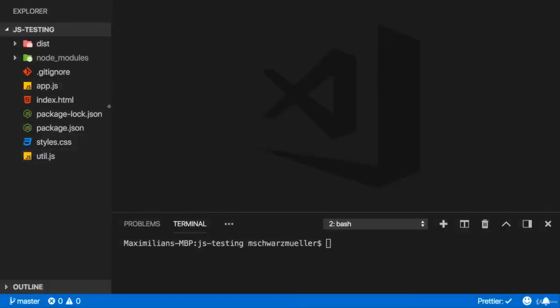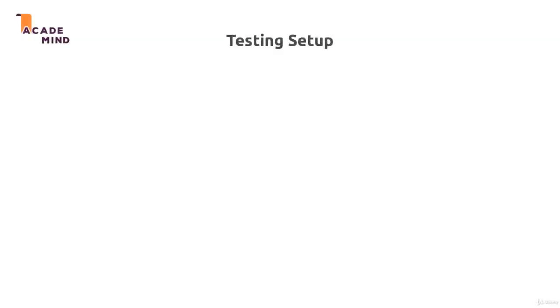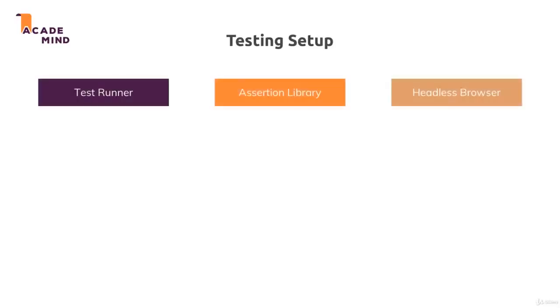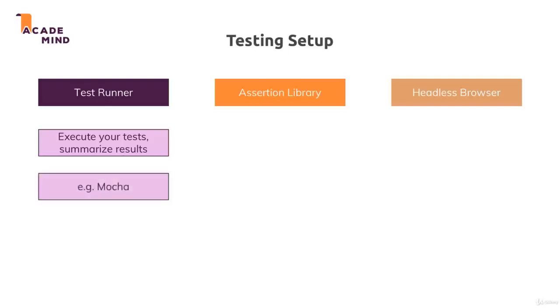Now, for writing tests, we need some tools that help us with creating these tests. What do we need? We typically need three kinds of tools. We need a test runner, which is simply a tool that executes our tests and summarizes the results and gives us some output on the results. We can use something like Mocha there. That is a popular test runner.